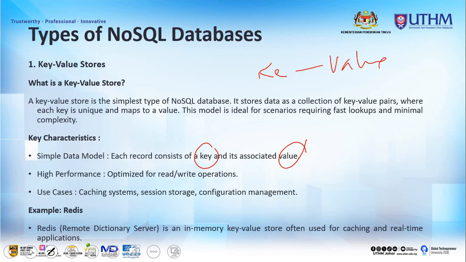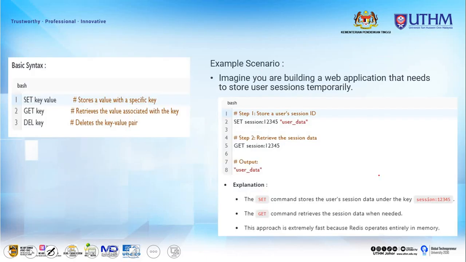An example of these key value stores comes from Redis, Remote Dictionary Server. It is an in-memory key value store often used for caching and real-time applications. Okay, the basic syntax.